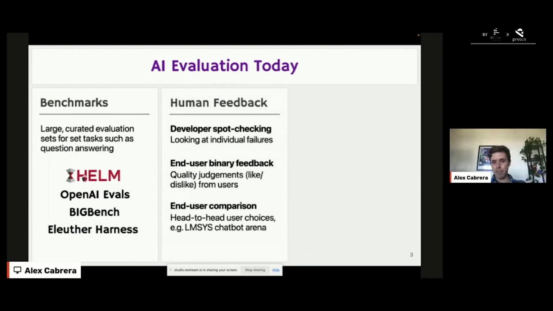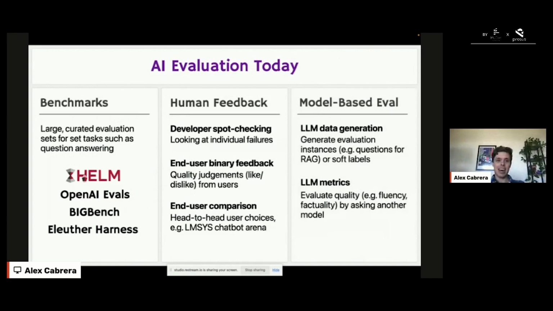What tends to happen more often in the real world is human evaluation. There often aren't big benchmark sets for the specific tasks that people have, like retrieval augmented generation. So a lot of people just depend on human feedback. This can be a developer just spot checking instances. Sometimes you'll ask your users to give you feedback, like a like or dislike. Or you might even ask users to do head-to-head comparison. There's an awesome project by the LLMs group on the chatbot arena where they had people pick between two different chatbot outputs.